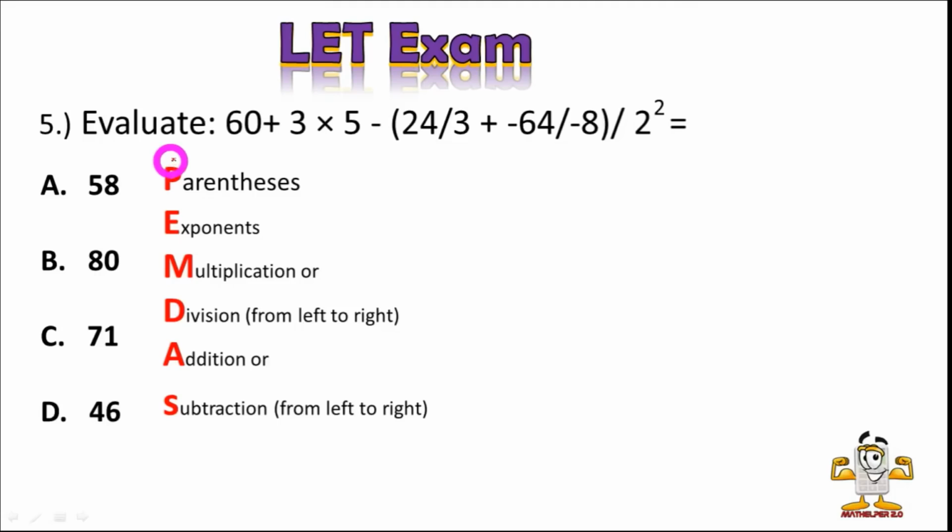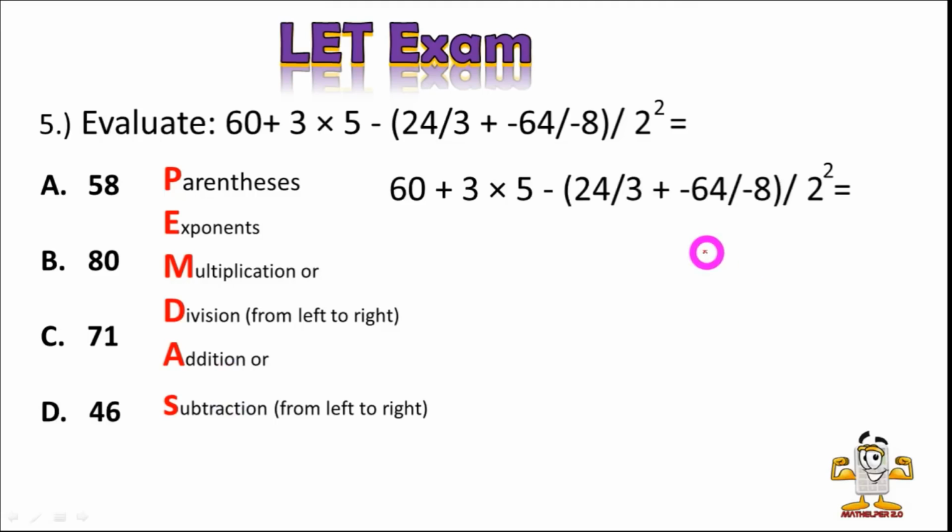follow po tayo ng PEMDAS rule. So, parentheses, exponent, multiplication and division from left to right, addition or subtraction from left to right. So, 60 plus 3 times 5 minus quantity 24 divided by 3 plus negative 64 divided by negative 8 divided by 2 squared. So, ang first natin hahanapin yung parentheses.